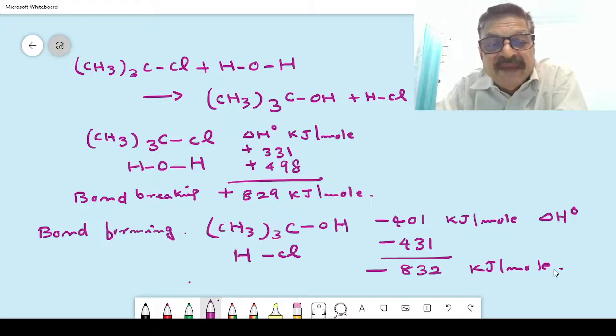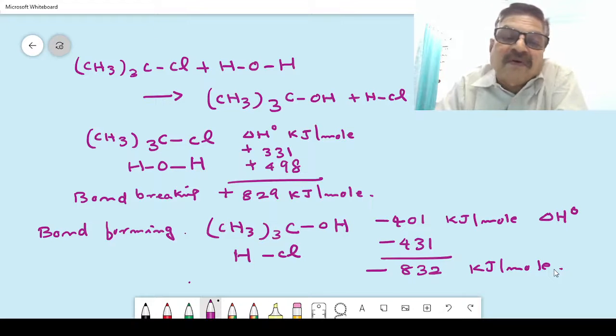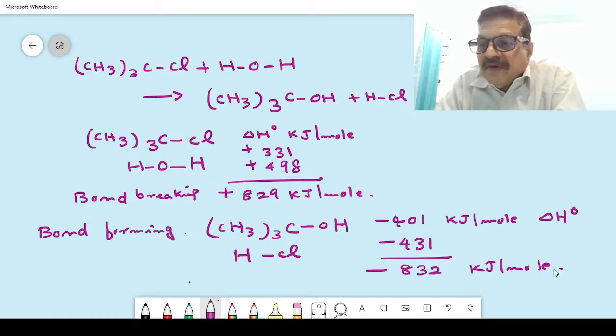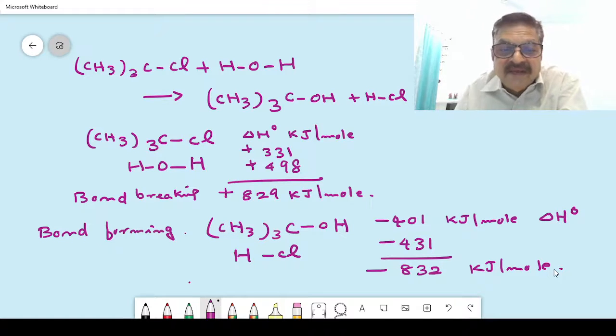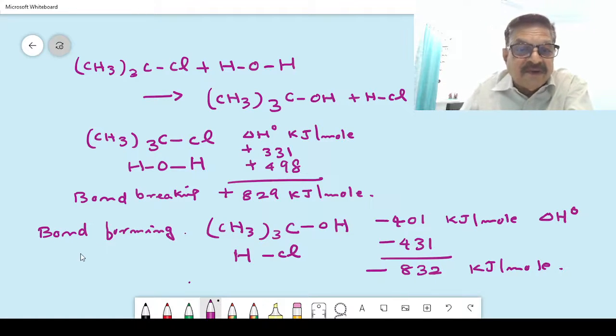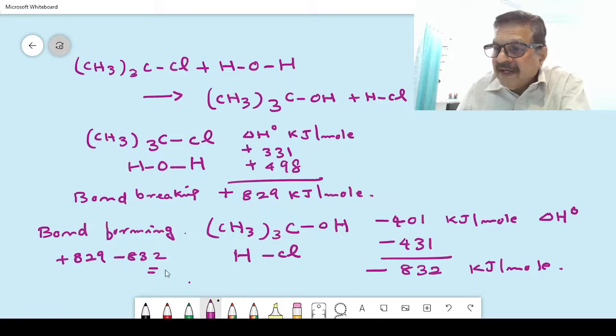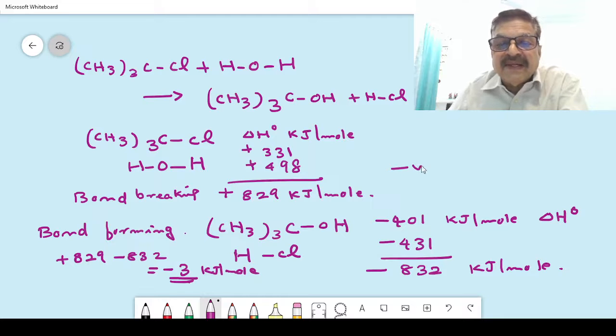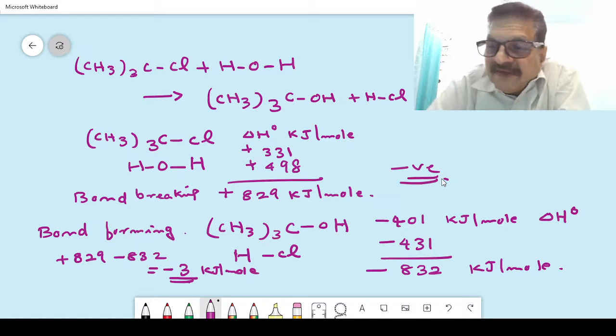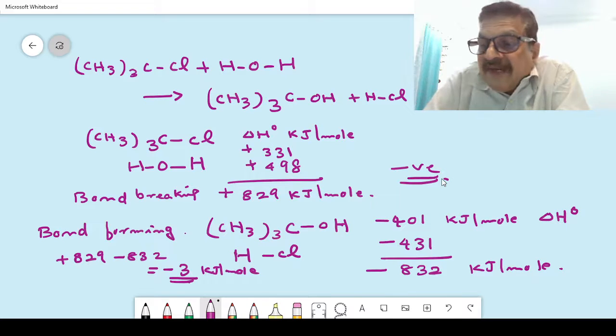The first thing is the energy required for breaking the bonds, and the second is the energy released in forming these bonds. If you see the difference, the sum will be plus 829 minus 832, so this will be minus 3 kilojoules per mole. So it is a negative value. Therefore, it is an exothermic reaction, because energy is released here.